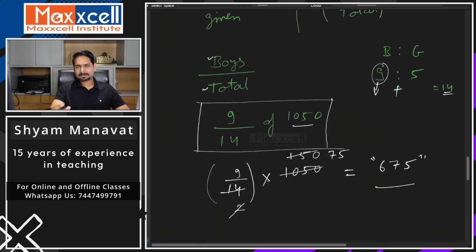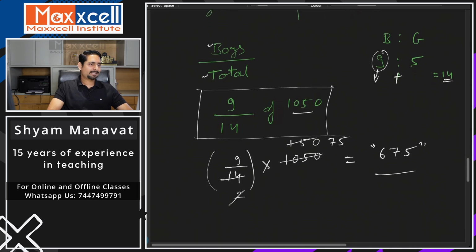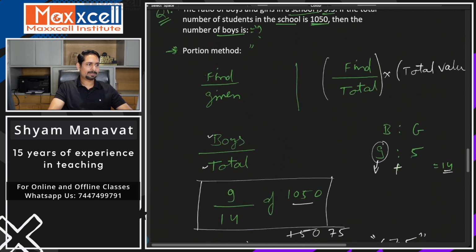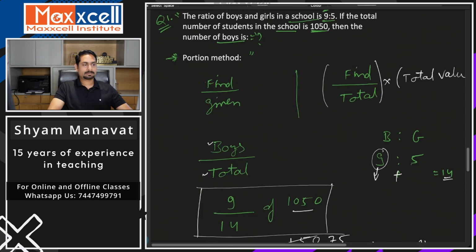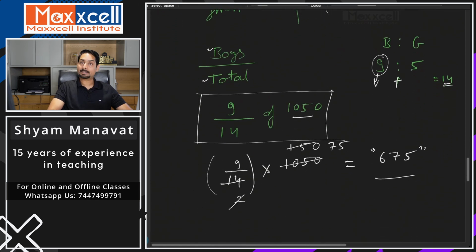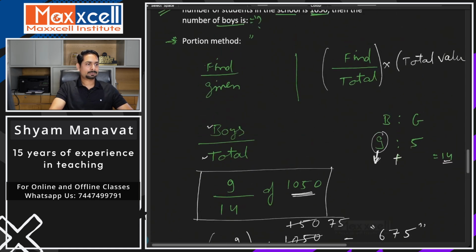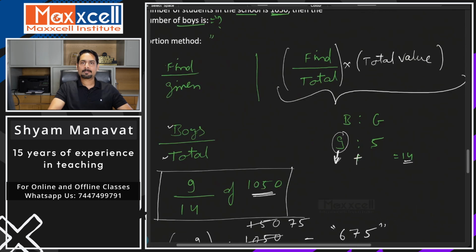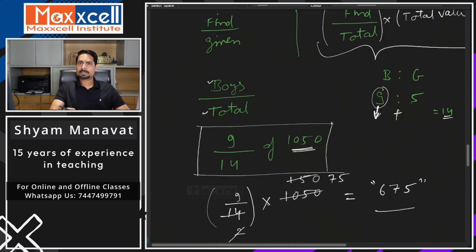Fraction method, portion method. Fraction is very common, so let's say portion method, unique. I hope this example is clear. The boys and girls are 9:5, and the total is 1050. We need to find the number of boys. So we take the ratio part of boys, which is 9, by the total, which is 14, and say boys are 9 on 14, and multiply by 1050, which is the total number of students in the school. So keep this in mind. When we practice with different questions, I hope you will understand this concept better.